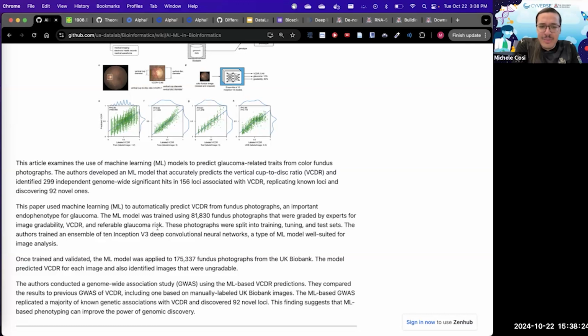They were first of all able to very quickly identify whether a certain person was affected by glaucoma. And they did run into some issues where they weren't able to categorize a specific photo. But they were able to infer 92 novel loci based on this massive study that they did with 175,000 images.